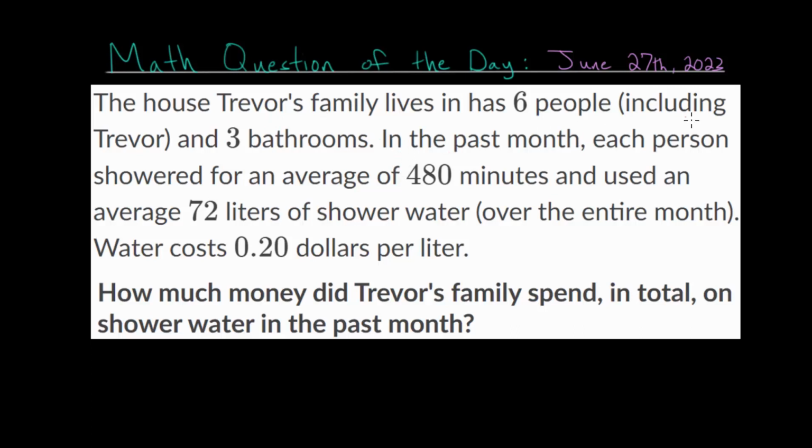In the past month, each person showered for an average of 480 minutes and used an average of 72 liters of shower water over the entire month. Water costs 20 cents per liter. How much money did Trevor's family spend in total on shower water in the past month?